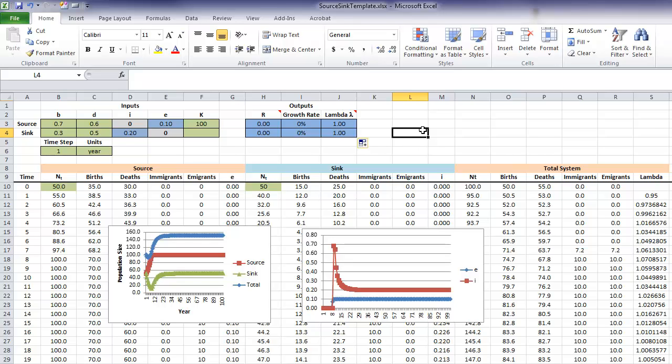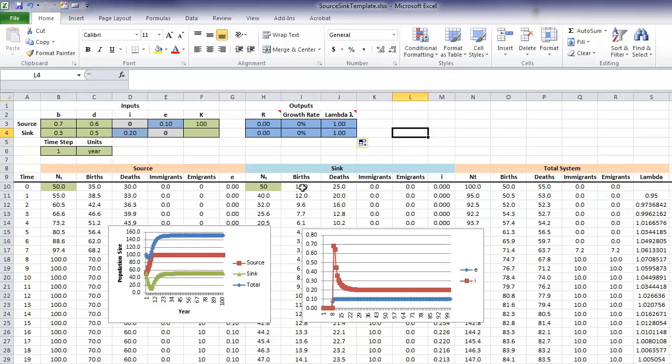Does that mean that sinks have no value? Well, if you think about it a little bit, these sinks play a huge role in keeping this whole system going. If we look at this particular setup and focus on the sink columns, the sink is contributing an awful lot of births to this system. If we took this sink away, then we'd be losing this many more individuals to the greater population each year.